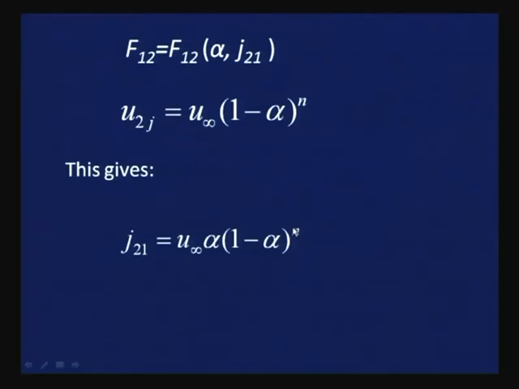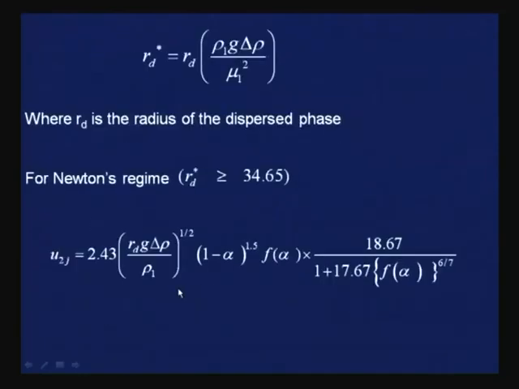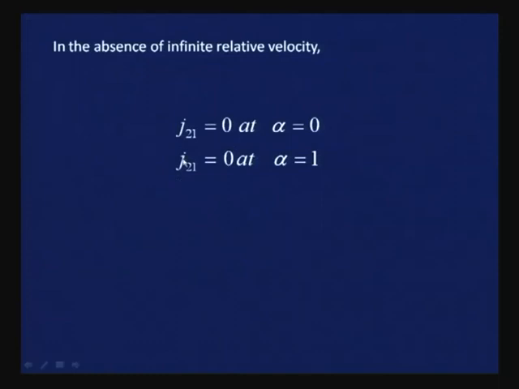The only two limiting conditions which have to be kept in mind while using this particular equation are that J21 has to be 0 at alpha equal to 0, and J21 has to be 0 at alpha equal to 1. These are the two limiting conditions which have to be satisfied by all equations which we use to find out J21. Okay. So, this was all about how the kinematic constitutive equation has been proposed to find out J21.